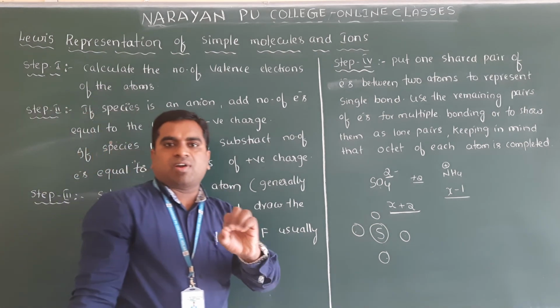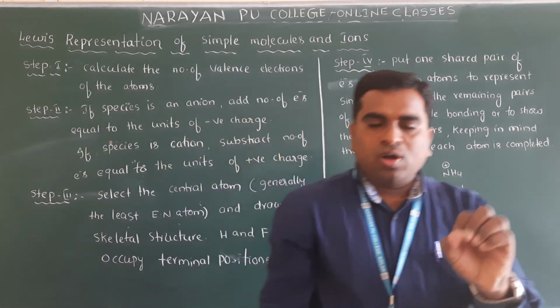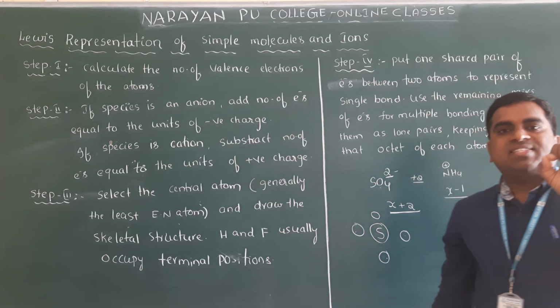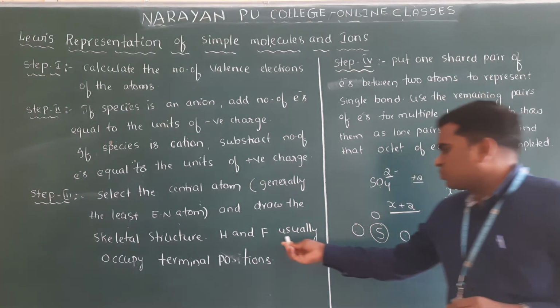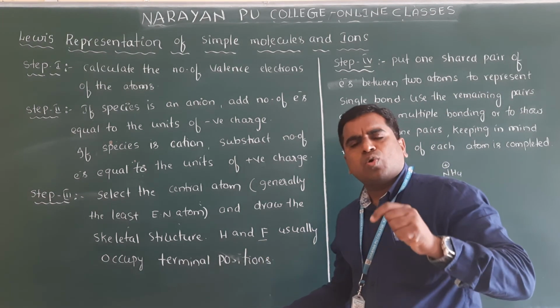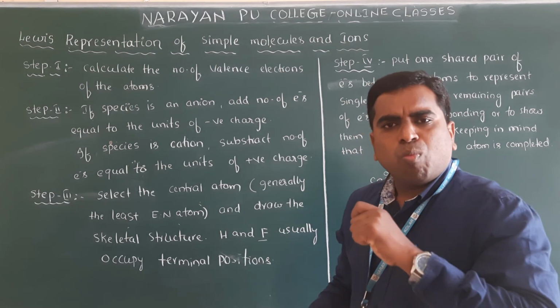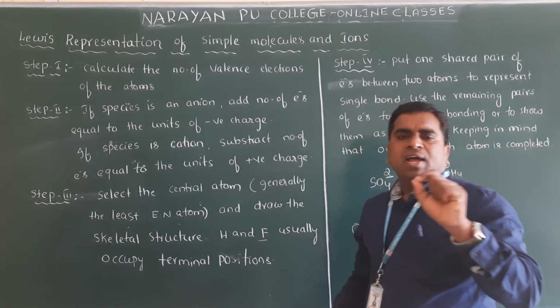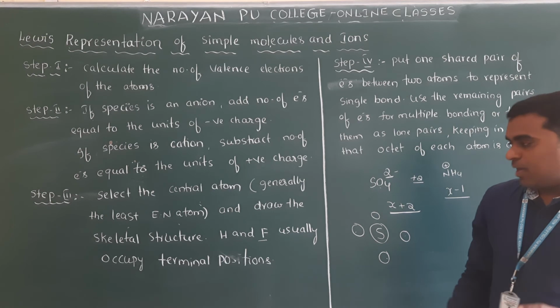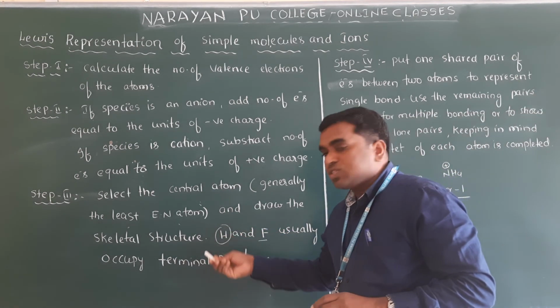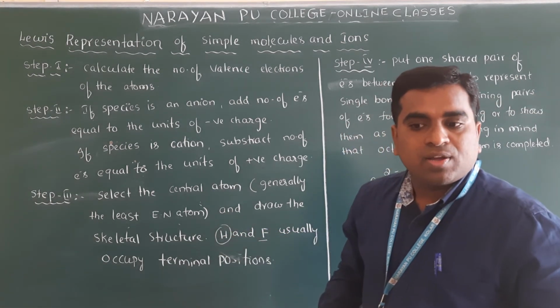What does it mean? Hydrogen and fluorine never act as central atoms. Why? Because fluorine is the most electronegative in the periodic table. The most electronegative atom never acts as a central atom. And why not hydrogen? Hydrogen is not the most electronegative element.